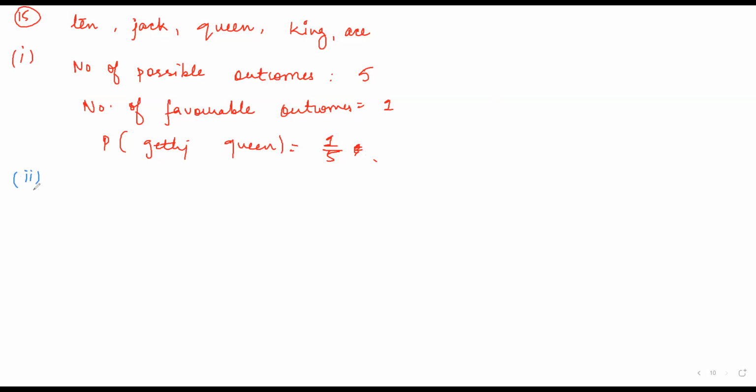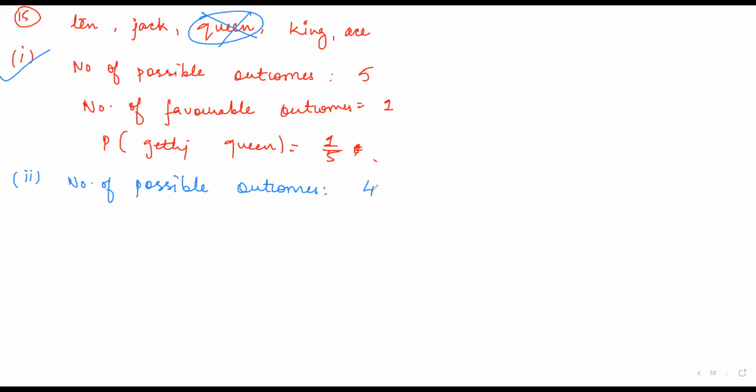Now, second case is interesting. If the queen is drawn and put aside, okay, what is the probability that the second card picked up is an ace? Now, we have done this selection. So, for example, I got a queen, right? It's saying if the queen is drawn and put aside. So like out of the cards, I'm just putting aside this queen. So how many remaining cards are there now? Four. Only four. So I have just picked aside this queen. So now I have only four cards. So now possible outcomes can be four only.